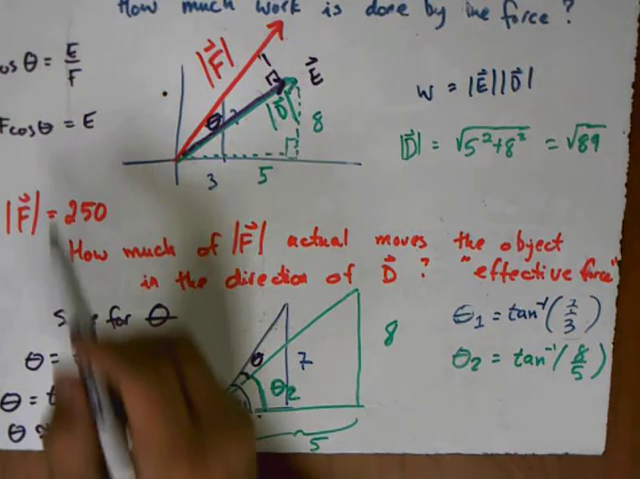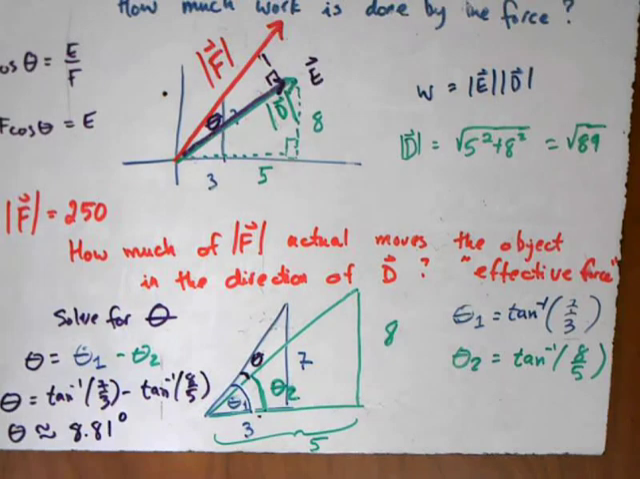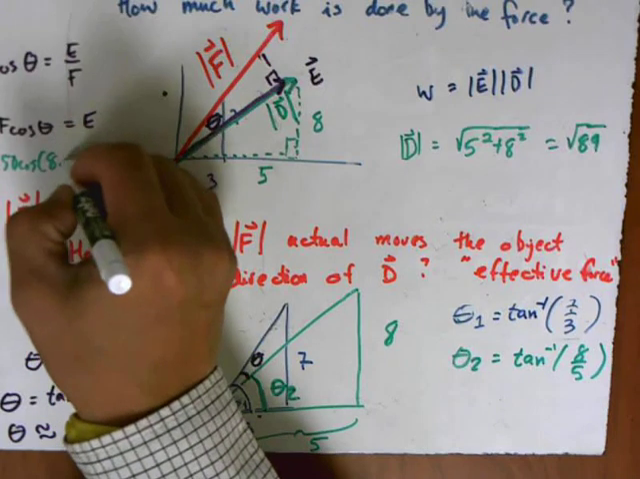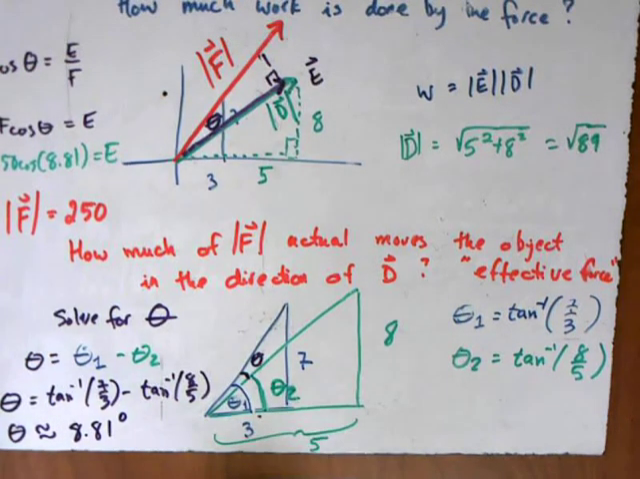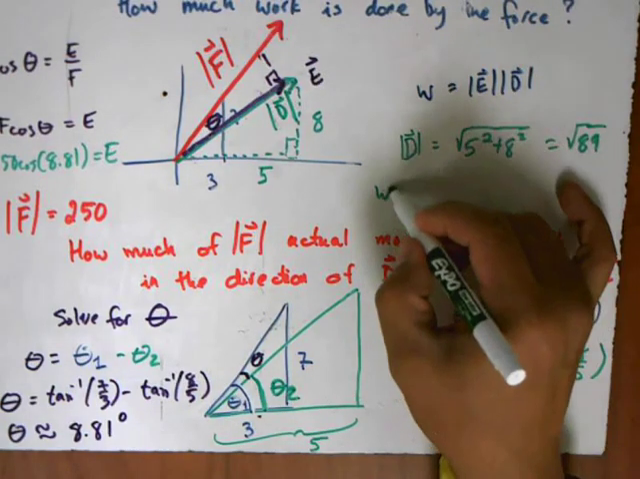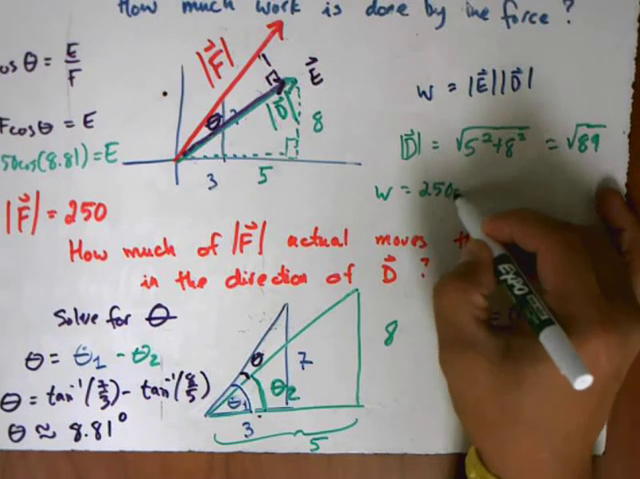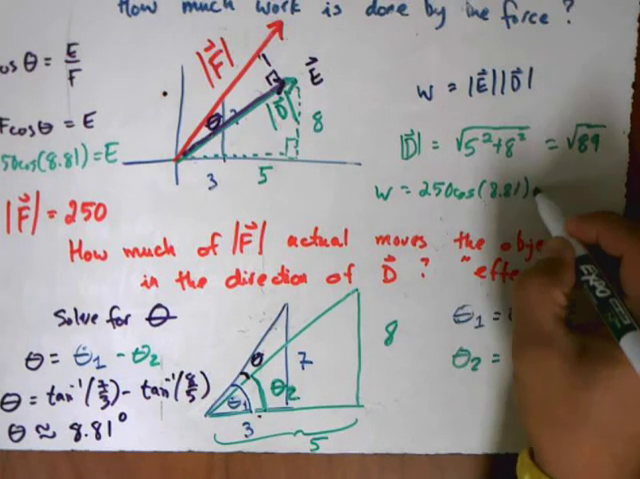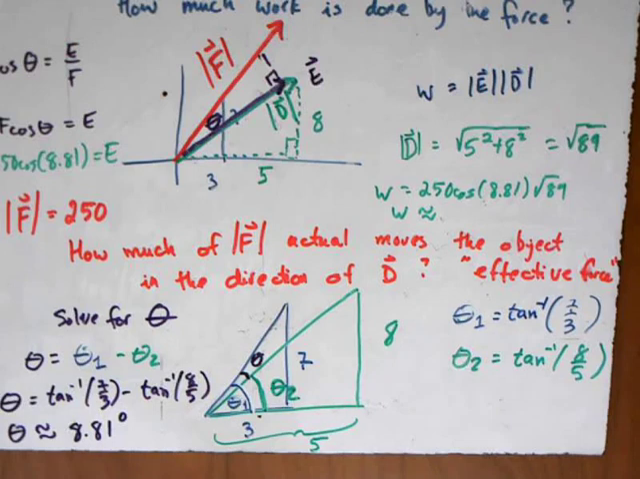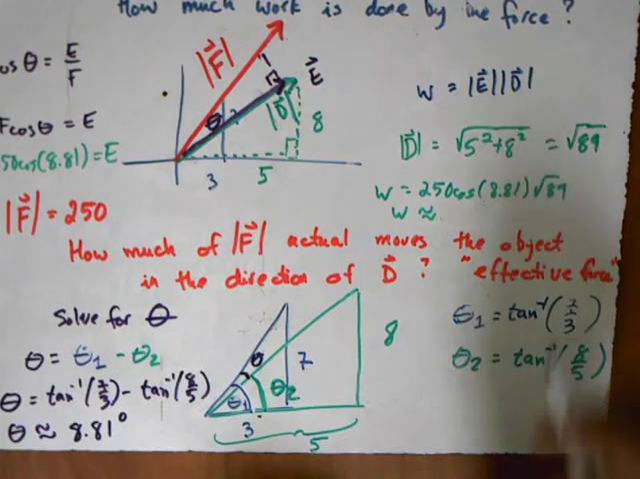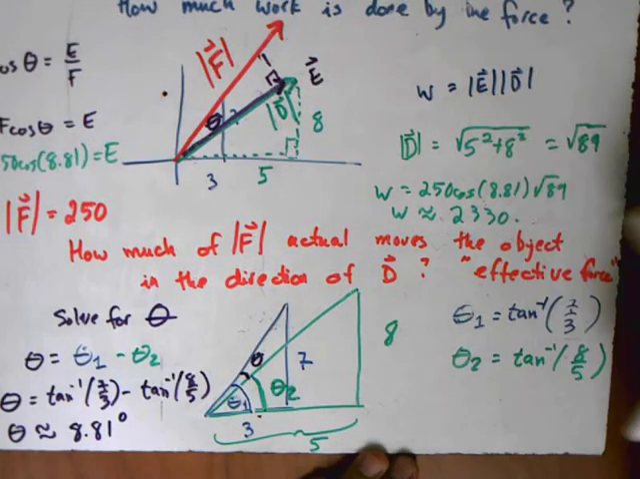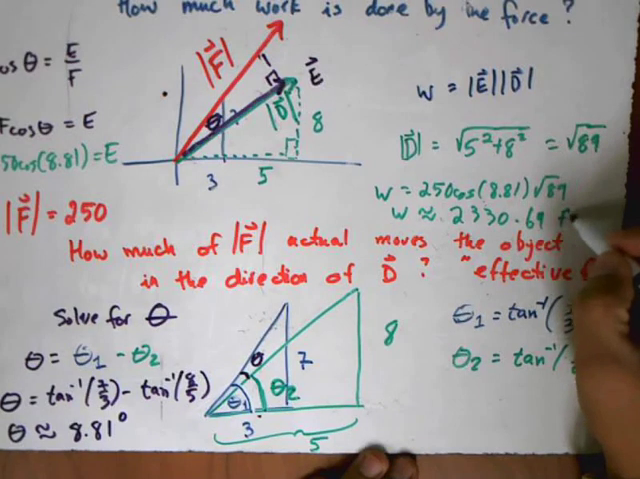Now I can take this number and substitute it in here, and that will help me see that 250 cosine of 8.81 is equal to E. And so whatever that number is, I'm going to take it and multiply it by the square root of 89. So now I know that W is equal to 250 cosine 8.81 times the square root of 89. And that means the amount of work that's done in this case is 0.69 foot pounds.